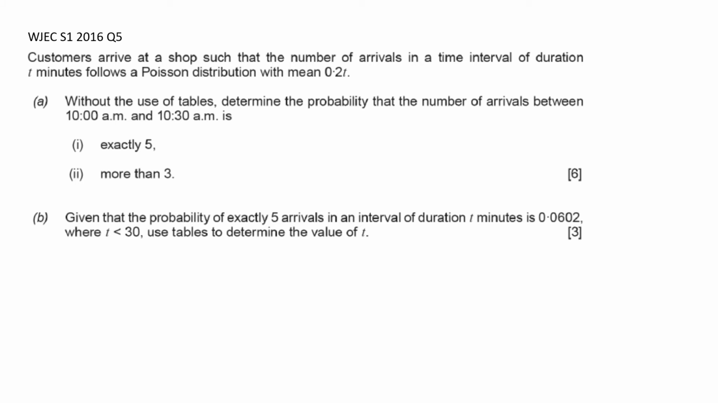So I'm told in my question it's a Poisson distribution. I'm told that the mean E of x is 0.25t, where t is the number of minutes that the time interval is of duration. So without using tables, and this is a fairly typical sort of question, determine the probability of the number of arrivals between 10 and 10:30, i.e. t is 30, is exactly 5, or more than 5.